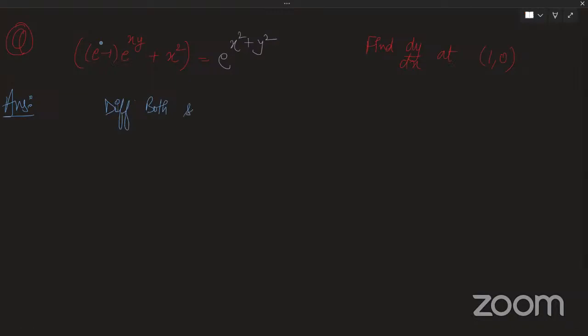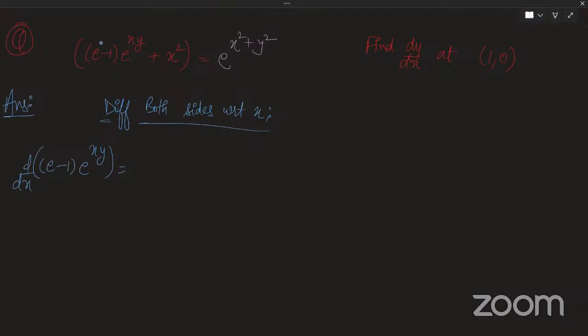To differentiate both sides with respect to x. See, no need to get confused. It looks tough, but it is nothing different than any normal chain rule question. So the first part that you do, you have got (e minus 1) into e raised to xy. Can you tell me how to differentiate this thing with respect to x?